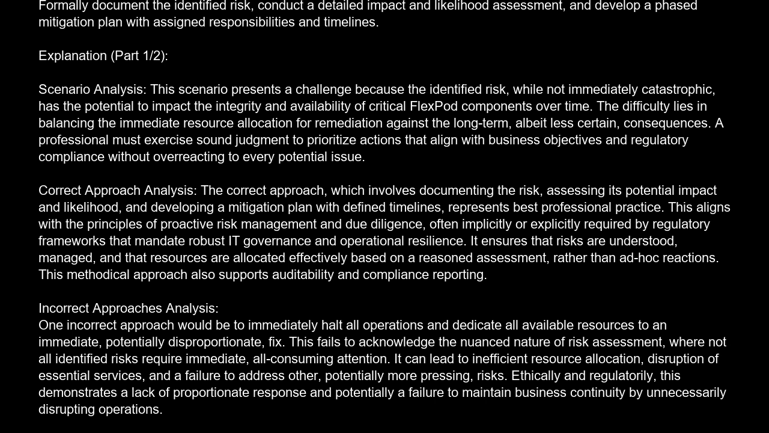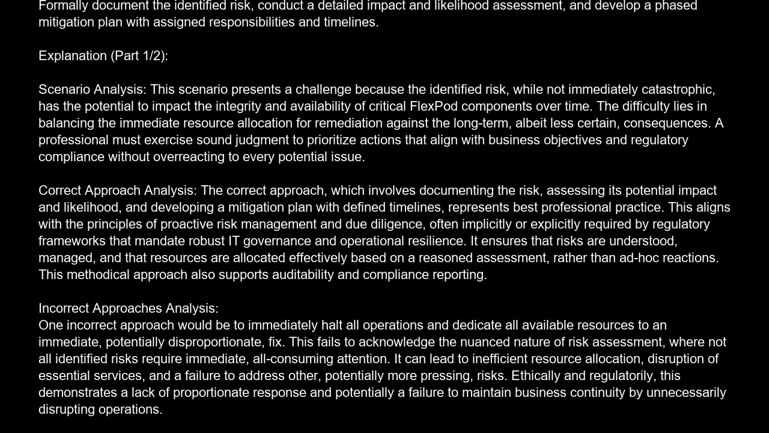Correct approach analysis. The correct approach, which involves documenting the risk, assessing its potential impact and likelihood, and developing a mitigation plan with defined timelines, represents best professional practice. This aligns with the principles of proactive risk management and due diligence, often implicitly or explicitly required by regulatory frameworks that mandate robust IT governance and operational resilience. It ensures that risks are understood, managed, and that resources are allocated effectively based on a reasoned assessment, rather than ad hoc reactions. This methodical approach also supports auditability and compliance reporting.